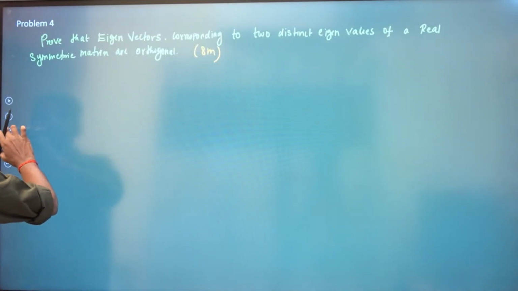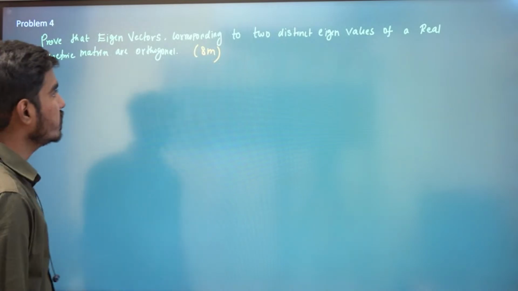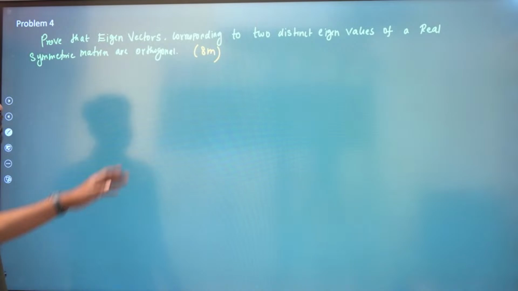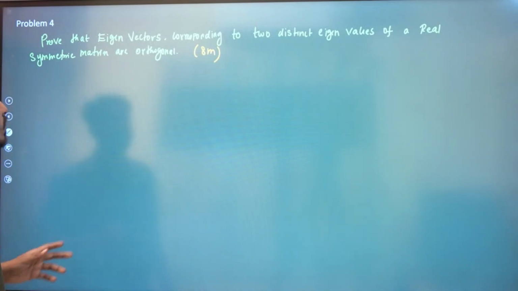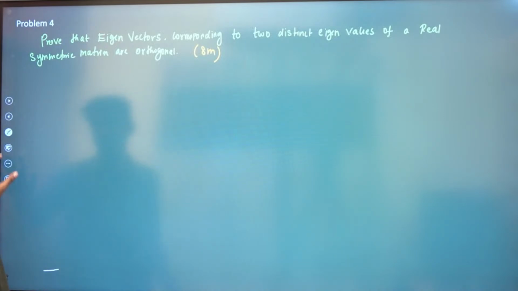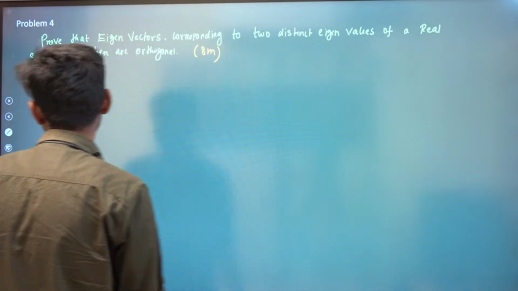Okay. So we'll move on to the fourth problem. Prove that the eigenvectors corresponding to distinct eigenvalues of a real symmetric matrix are orthogonal. This question carries 8 marks. Actually, this has two subdivisions. This carries 8 marks and the other one carries 7 marks.